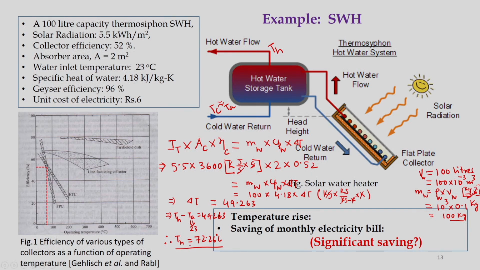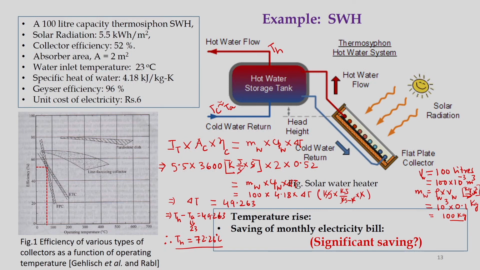So, this hot water temperature is 72.26 when we are not collecting the fluid. That is the stagnation temperature. We will introduce the concept of stagnation temperature and the condition at which we will get it. When we discuss these thermal collectors, we will discuss those parameters in detail. So, here what we got is TH as 72.26 degrees C.